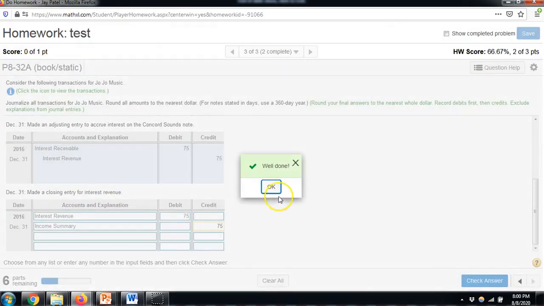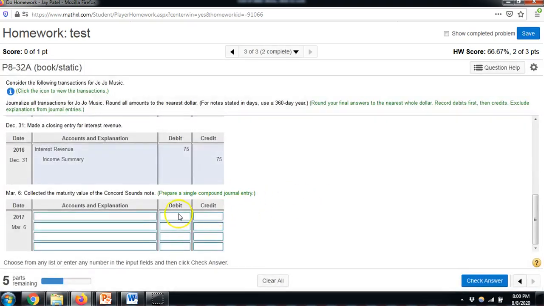So let's see how we did. Okay, great. Okay, so on March 6th of the next year, collected the maturity value of the Concord Sound note. So we're going to prepare a single compound entry, and so let's think about how we're going to do this.